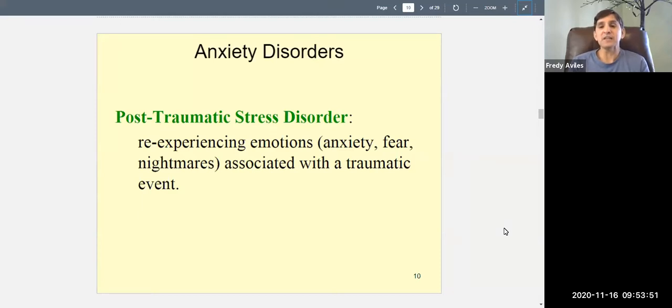They keep having the fear, the anxiety keeps coming back, and they keep having nightmares, right? That's what it is. And it can make people violent. It can make people feel like they're on edge. It's really problematic. That's post-traumatic stress disorder.